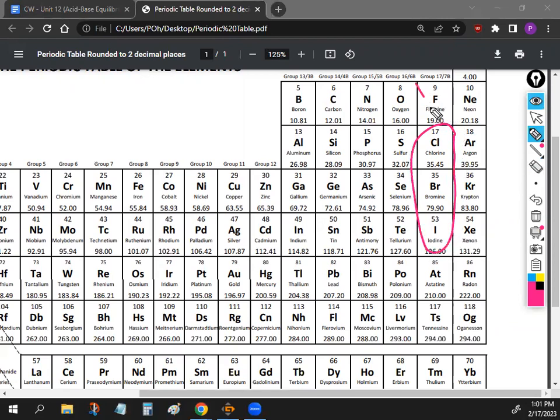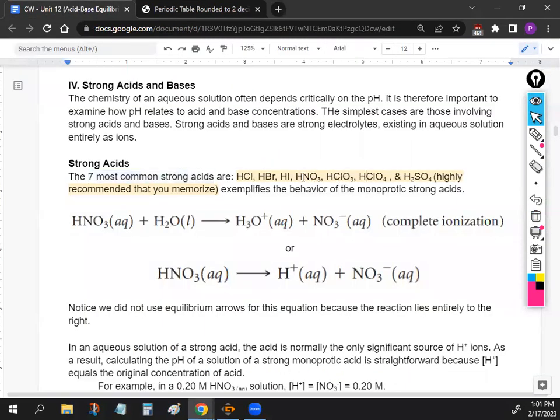The key thing to remember is HF, and they do try to get you with this in some problems. HF is not a strong acid. That's a very common trick question they like to put on there, because a lot of students say that the halogens are going to be strong acids, but HF is a special one, so it's not a strong acid. So it's going to be these three, and then after that that just gives you four more to really remember.